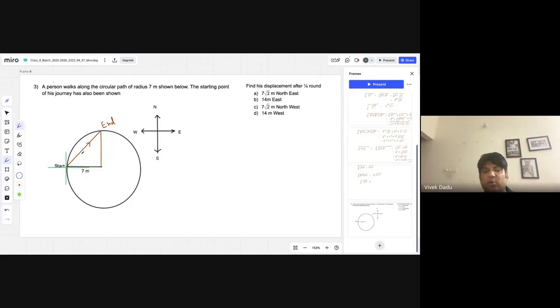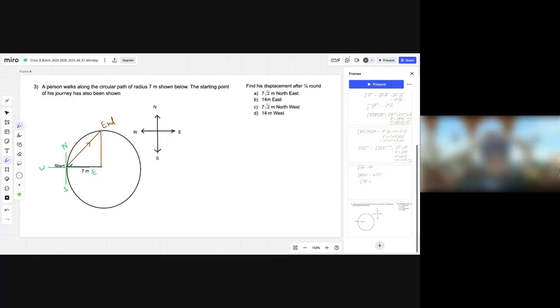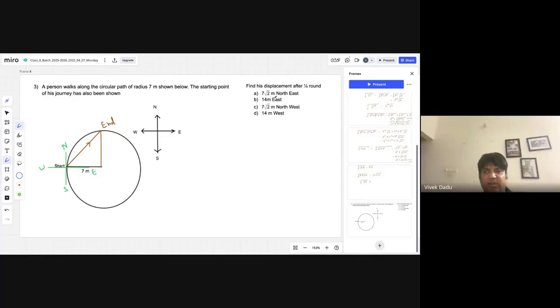Unless some questions might ask that from end point to start, how much is the displacement? If the question itself is saying go from end to start, then it's a different thing. But otherwise, it's always from start to end. Now here, if you make the map, what will it be like? Northeast, right? 7√2 meter northeast.